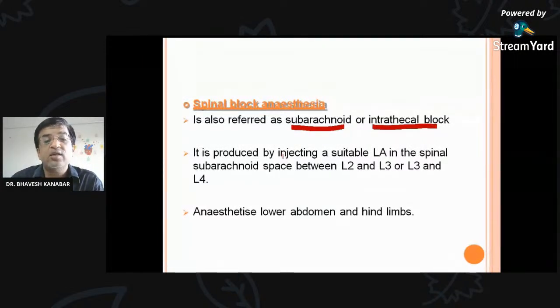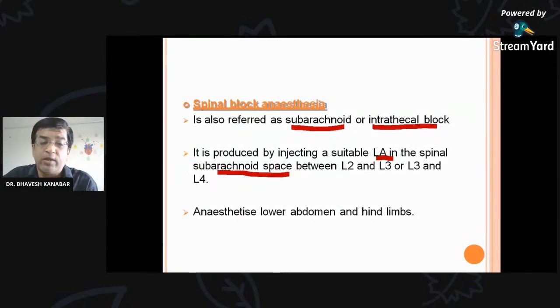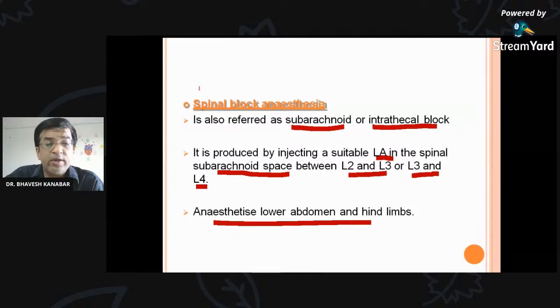It is produced by injecting a suitable local anesthetic in the spinal subarachnoid space. As you know, there is a subarachnoid space; this is the basic anatomy that you must know. The subarachnoid space between L2 and L3, or between L3 and L4. L is lumbar vertebrae. Because of this spinal block, only the lower abdomen and hind limbs, that is the lower limbs, are anesthetized, and the consciousness is preserved.